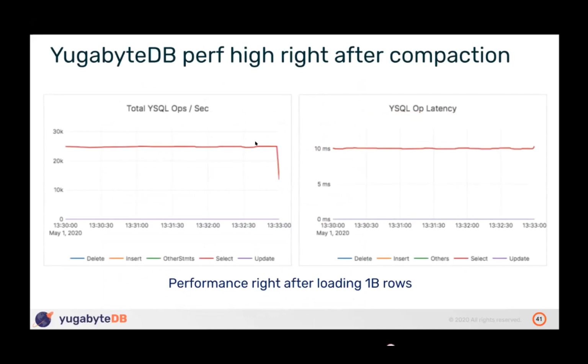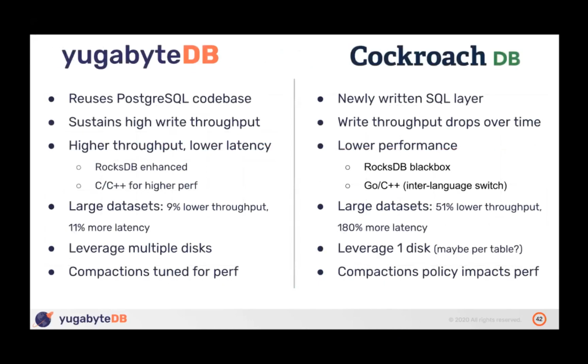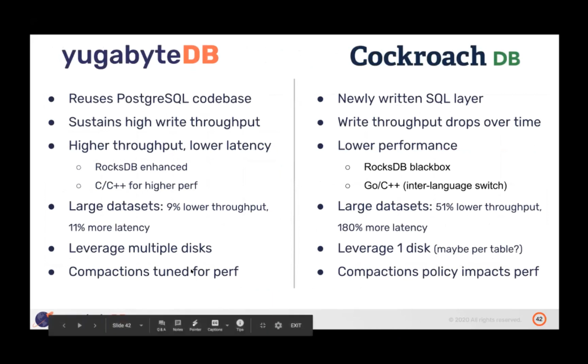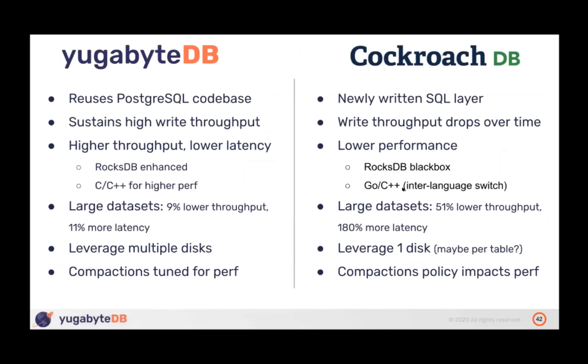That's because Yugabyte does its best to keep compactions caught up with the write load, and we'll look at why that is the case in the next issue. But we just put down here that compactions are tuned for performance in the case of Yugabyte, whereas they could impact performance in the case of CockroachDB, depending on your setup.